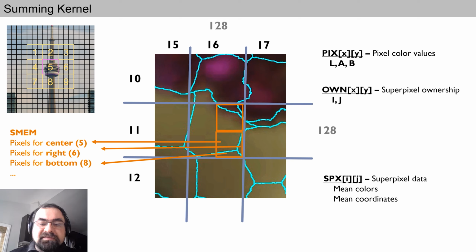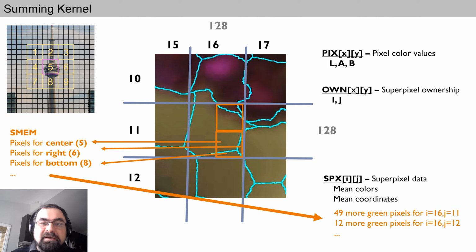For example, if you look at this thread block here, we can count how many pixels belong to the center superpixel, how many belong to the right neighbor, and how many belong to the bottom neighbor. After doing all of these sums for each color channel and for each coordinate channel, we can write the results back to global memory, to the superpixel data structure. And that's much more efficient. You still need atomic adds, but you do one atomic add per block instead of per pixel.